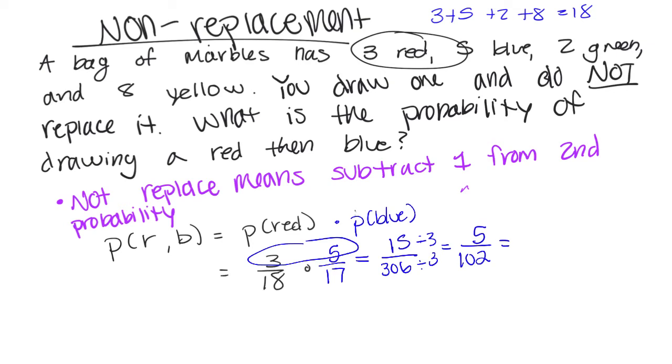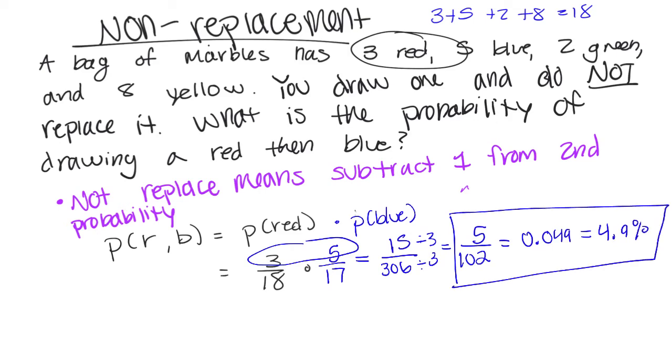Then 5 divided by 102 is 0.049, which is 4.9%. So either as a fraction, a decimal, or a percent, that's your probability of pulling out a red, you don't put it back, and then pulling a blue.